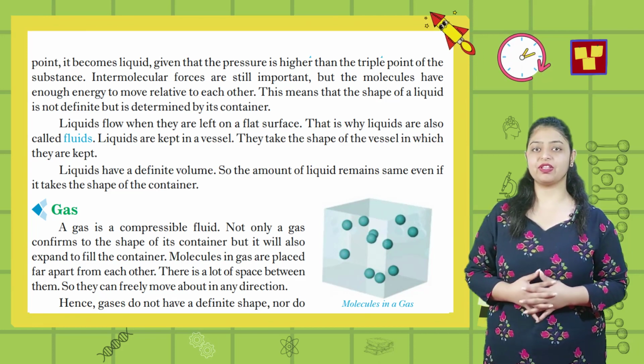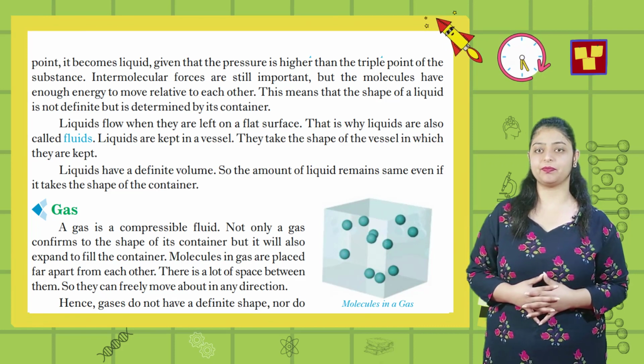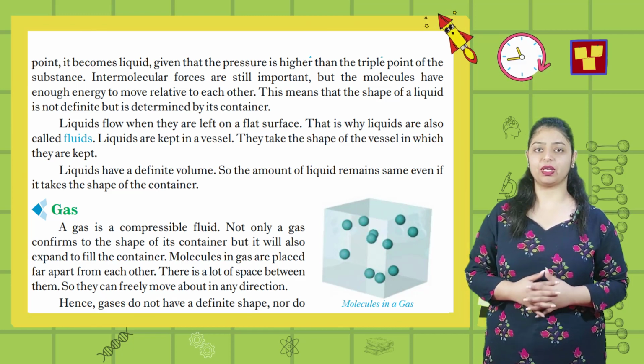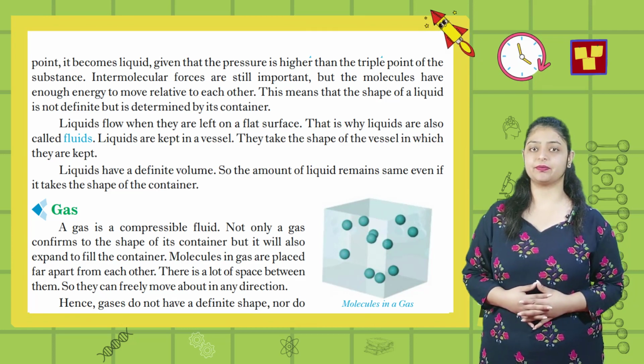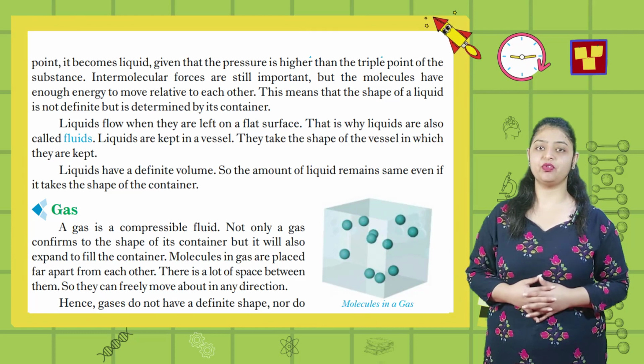Liquids are kept in a vessel. They take the shape of the vessel in which they are kept. Liquids have a definite volume, so the amount of liquid remains the same even if it takes the shape of the container. Next is gas. A gas is a compressible fluid.